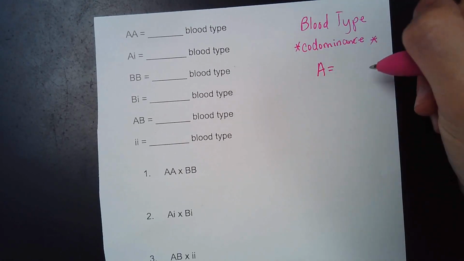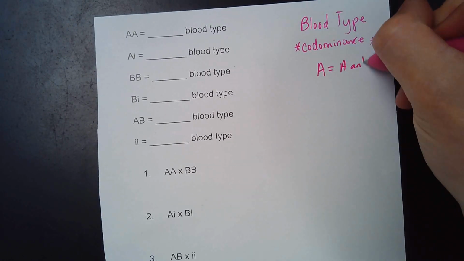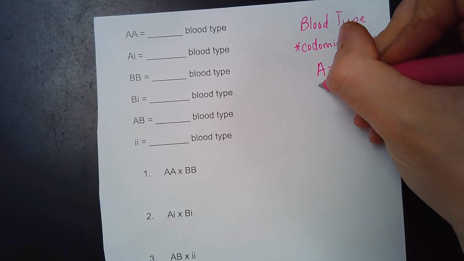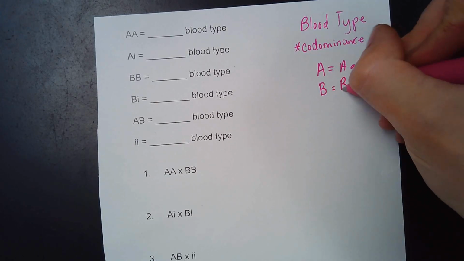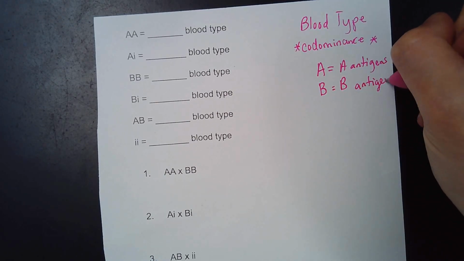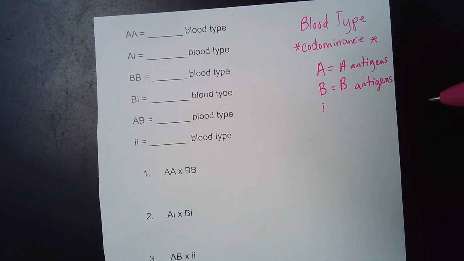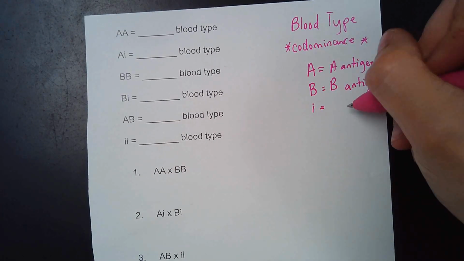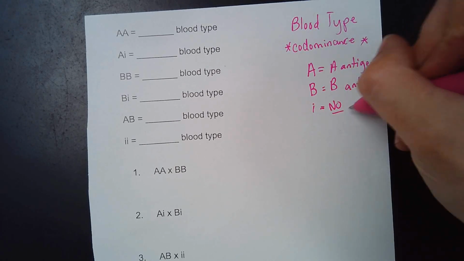There's the dominant A allele, which makes A antigens. There is a dominant B allele, which makes B antigens. And there's a recessive allele, we're going to make it an i, which is recessive and makes no antigens.